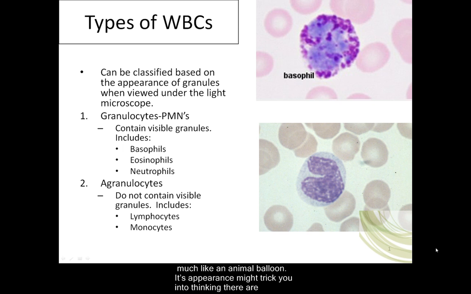When one looks at the nucleus of these cells, it appears contorted, much like an animal balloon. Its appearance might trick you into thinking there are many nuclei in the cell when really there is only one. Next, how will you remember which white blood cells are granulocytes? Well, notice they all end with the suffix "phil." Basophil, eosinophil, neutrophil. So just remember that the granulocytes are, quote, "filled with granules."